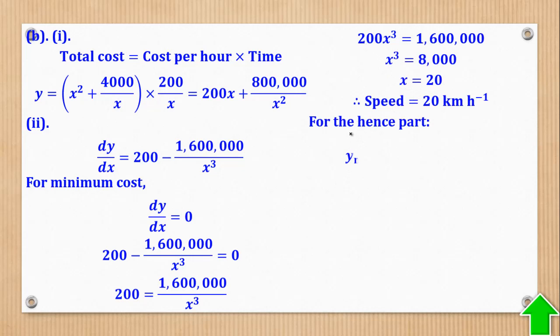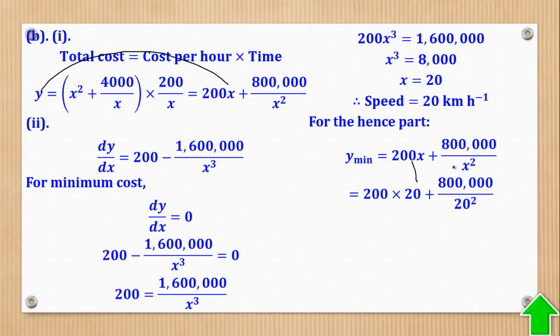Then for the hence part, the minimum cost, come back to this value of y and substitute for x. Use a calculator and that will be the answer they wanted.